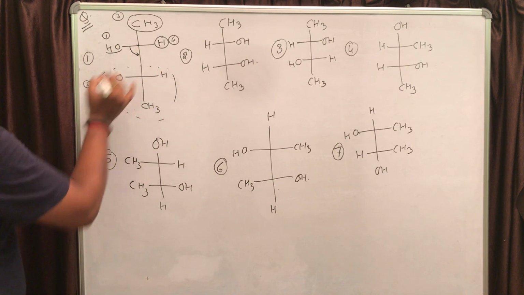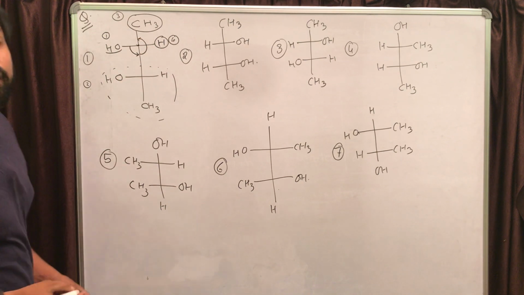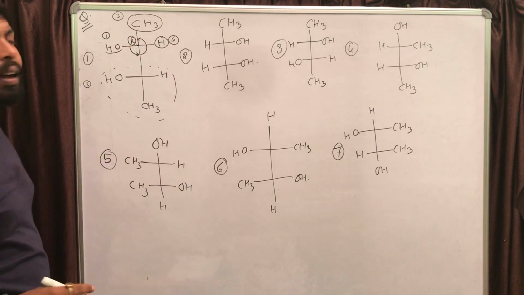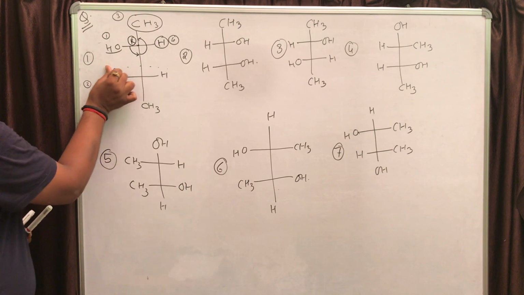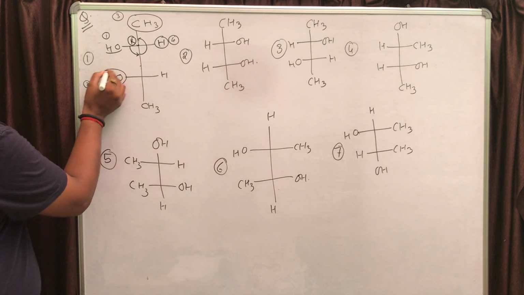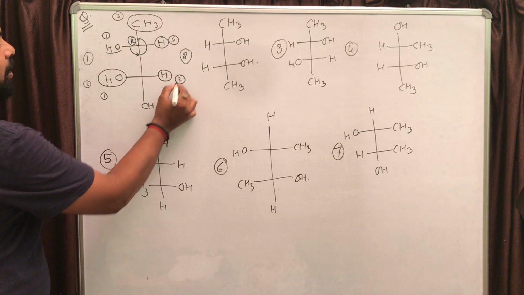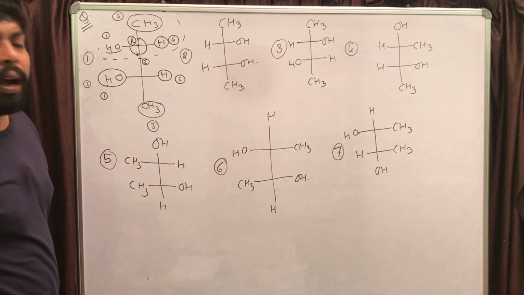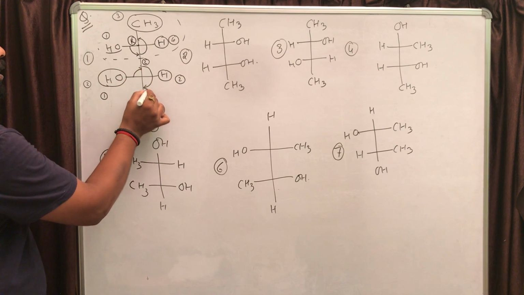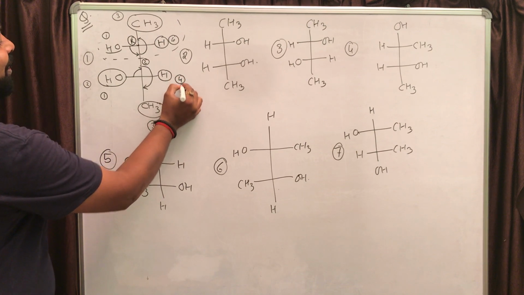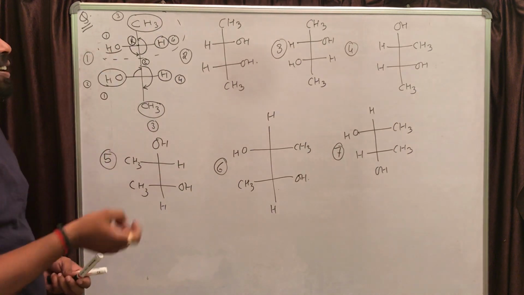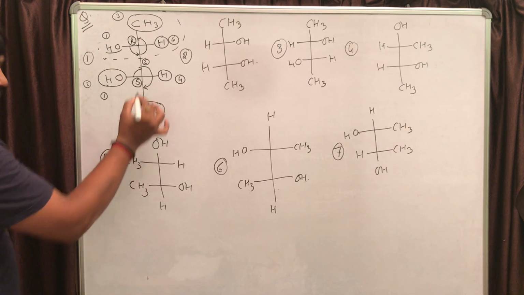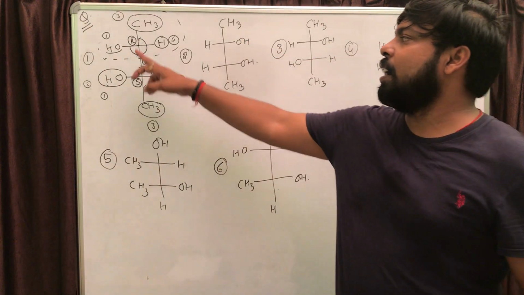Start moving from first priority to second priority and then to third priority. You are moving in anti-clockwise direction, with the lowest priority on the horizontal line, so the configuration is R. Now for the second chiral carbon, again OH has first priority, this whole group has second priority, this CH3 has third priority, and this is fourth priority. Moving from first to second to third priority, you are moving in clockwise direction, and the lowest priority is on the horizontal line, so the configuration of this chiral carbon is S. First compound: the configuration of the chiral carbons is R and S.